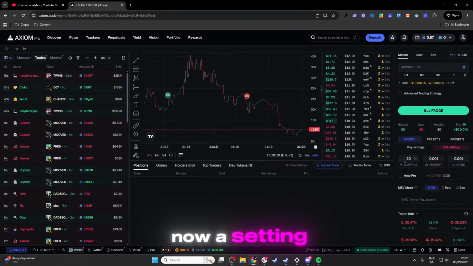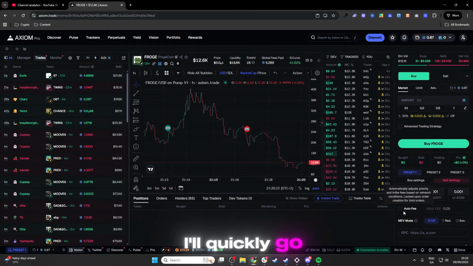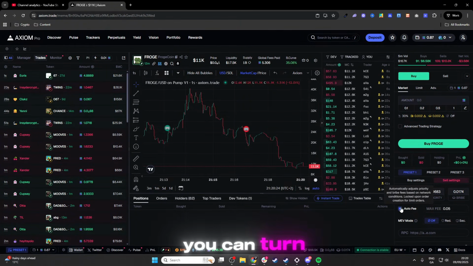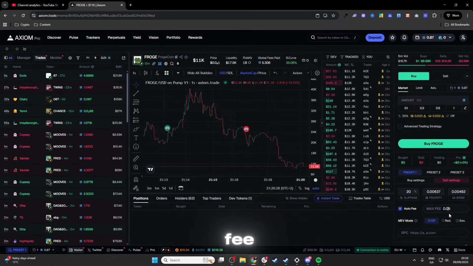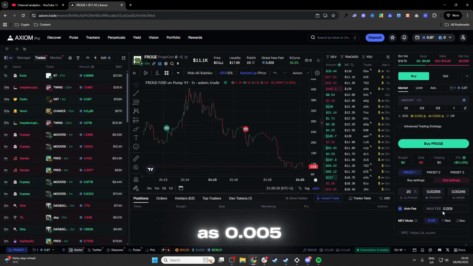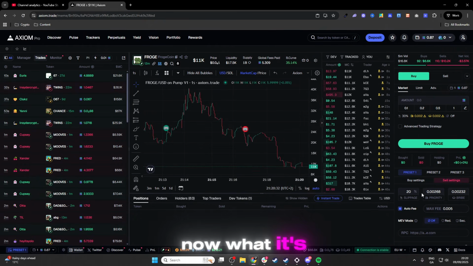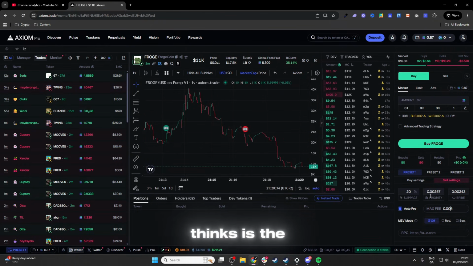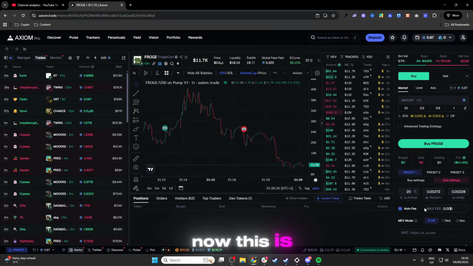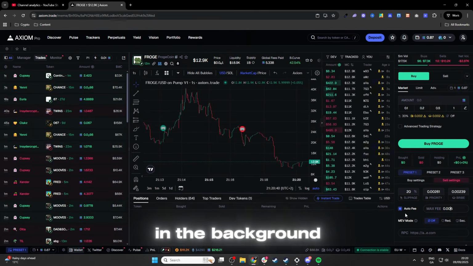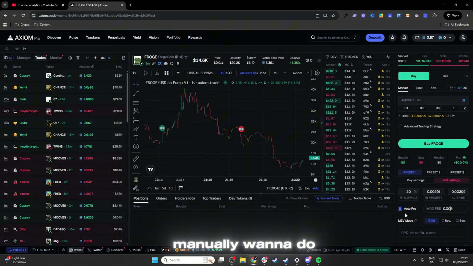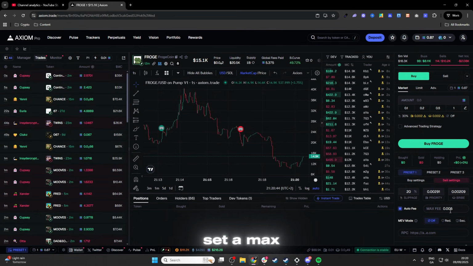Now, a setting that I'll quickly go into is the auto fee. You can turn on auto fee if you want. It's basically going to fluctuate between the fee, and you can set it to something as low as 0.005. What it's going to do is go to what it thinks is the recommended one. This is good if you want to have it work in the background to figure out those numbers and you don't want to do it manually. And the fact that you can set a max is pretty good.